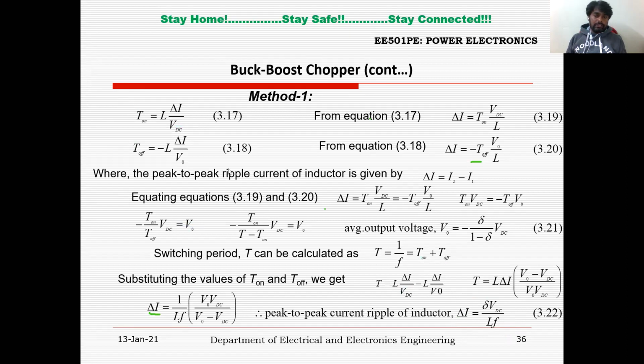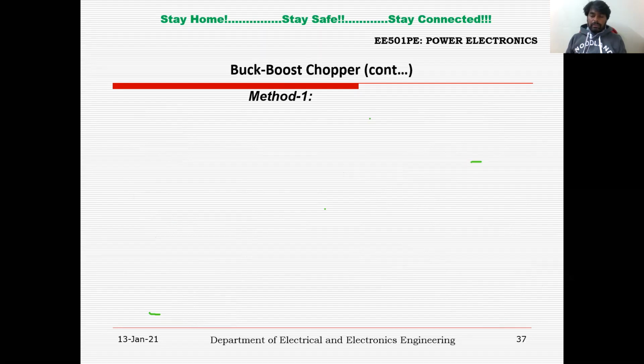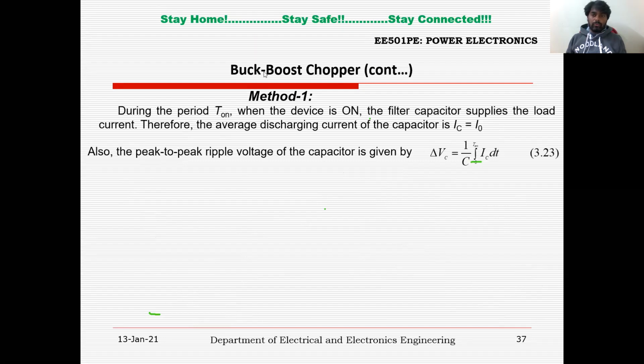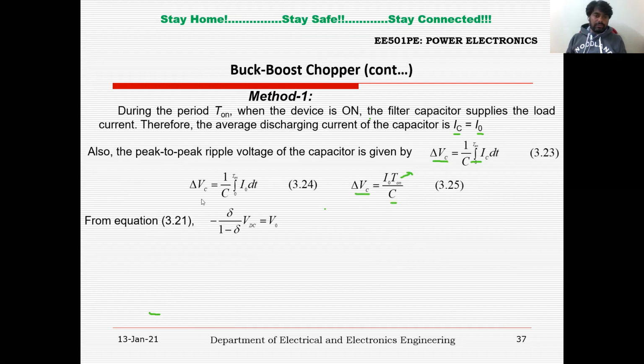Okay, now we'll derive the formula for ripple in voltage. Right, during on time period, if you see the equivalent circuit, the output current is the same as the charging current of the capacitor, and you can write the ripple in voltage will be 1 by C into integration from 0 to T on of IC into dt, where IC equals I naught. You just substitute those things and integrate. So you can see the change in the capacitor voltage will be I naught into T on by C, right?